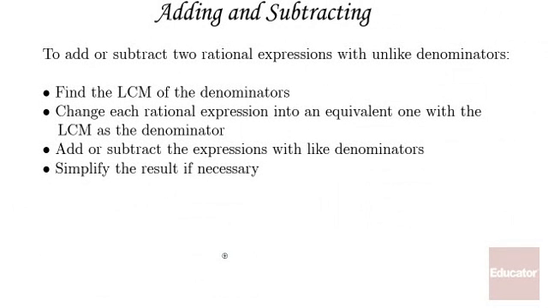Okay, to summarize, to add or subtract 2 rational expressions with unlike denominators, first, find the LCM of the denominators. Once you've done that, you're going to change each rational expression into an equivalent one with the LCM as the denominator. I did that in the previous slide. After that, you've got a common denominator, which is the LCM. You simply add or subtract the expressions, which now have like denominators. And finally, simplify if possible.